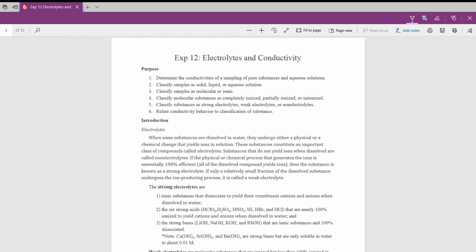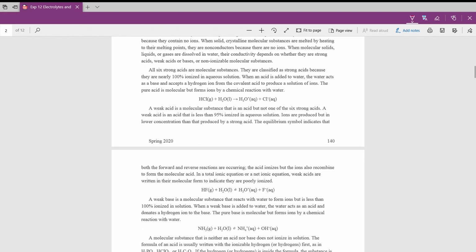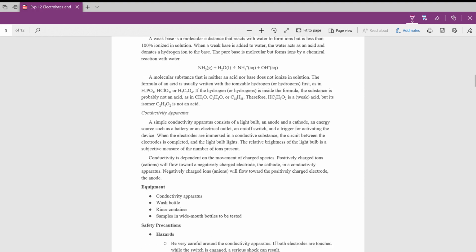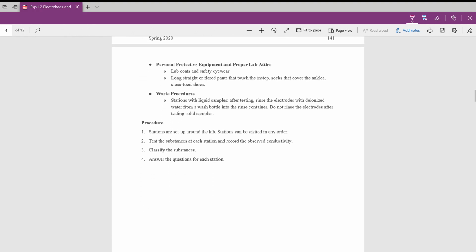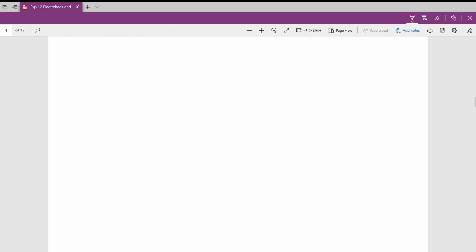We're going to do electrolytes and conductivities today. So first, let me find a blank spot in this lab report and read through all this pre-lab material. It will definitely help you out. I'm just going to go over a few things. I'm just going to go ahead and start writing right here.